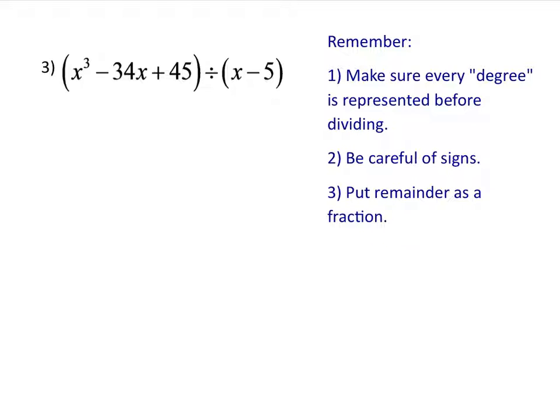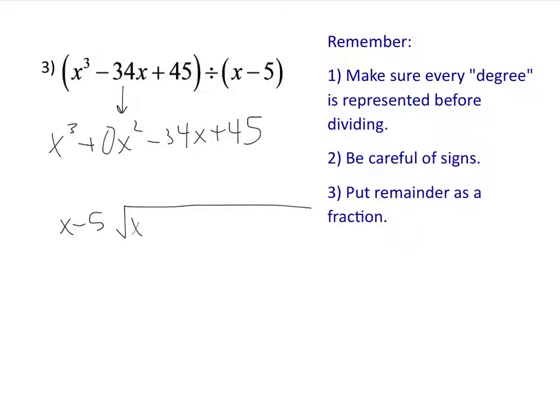And here x squared is missing, so I must write in a filler for x squared, meaning 0x squared, to make sure I can do this problem correctly. So I would write this as x cubed plus 0x squared minus 34x plus 45. And I'll show you why that will be necessary and why it will be helpful to make sure you remember to do that. So let's divide here. I'm going to say x minus 5 goes into x cubed plus 0x squared minus 34x plus 45.